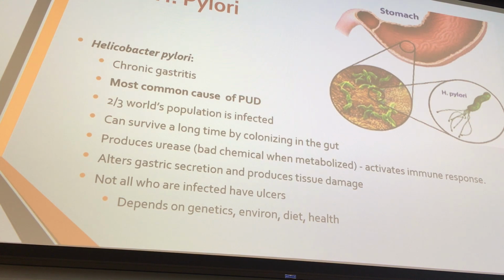Okay, so H. pylori, right? It's the most common cause of peptic ulcer disease. Two-thirds of the world is affected, okay? It can survive a really long time. Basically what it does is it alters the cells, causes tissue damage, okay? Get some nasty ulcers, but not everybody has them.